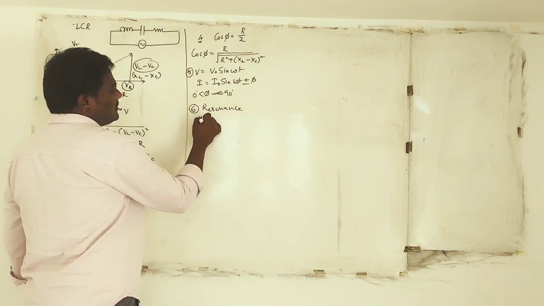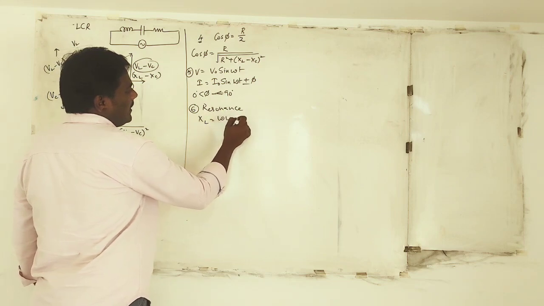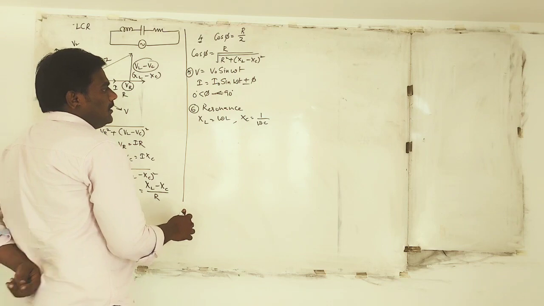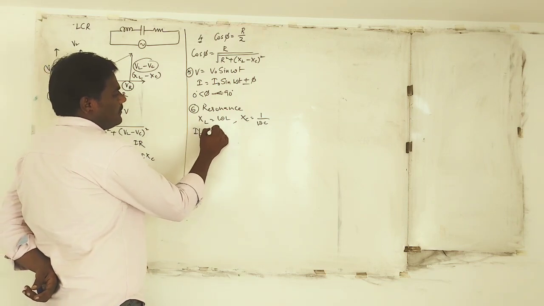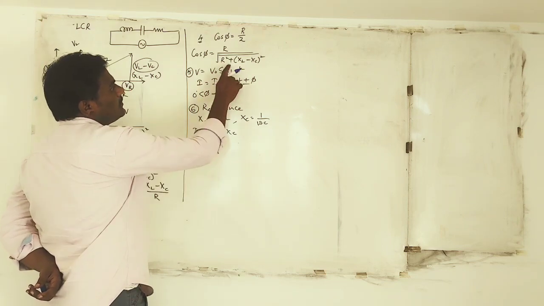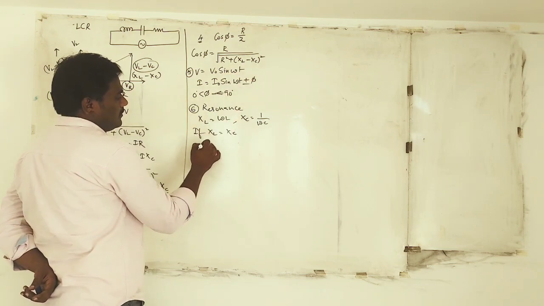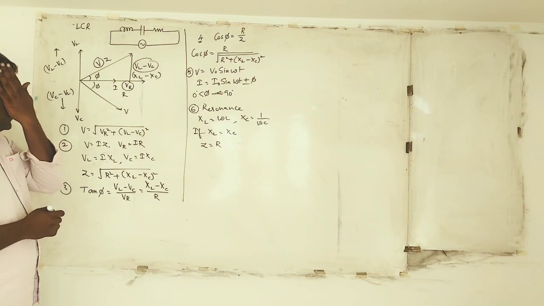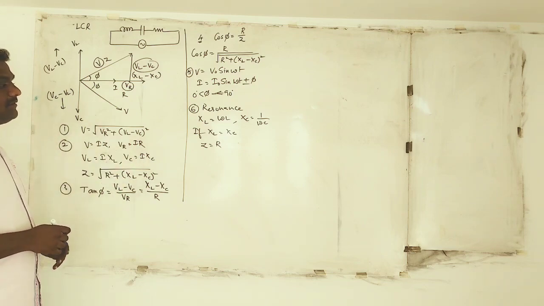You know XL is given by omega L and XC can be given by 1 by omega C. Now what happens if XL is equal to XC? Then the difference will become 0, and impedance will be equal to R. Hope you understood: if XL is equal to XC, impedance will become R.